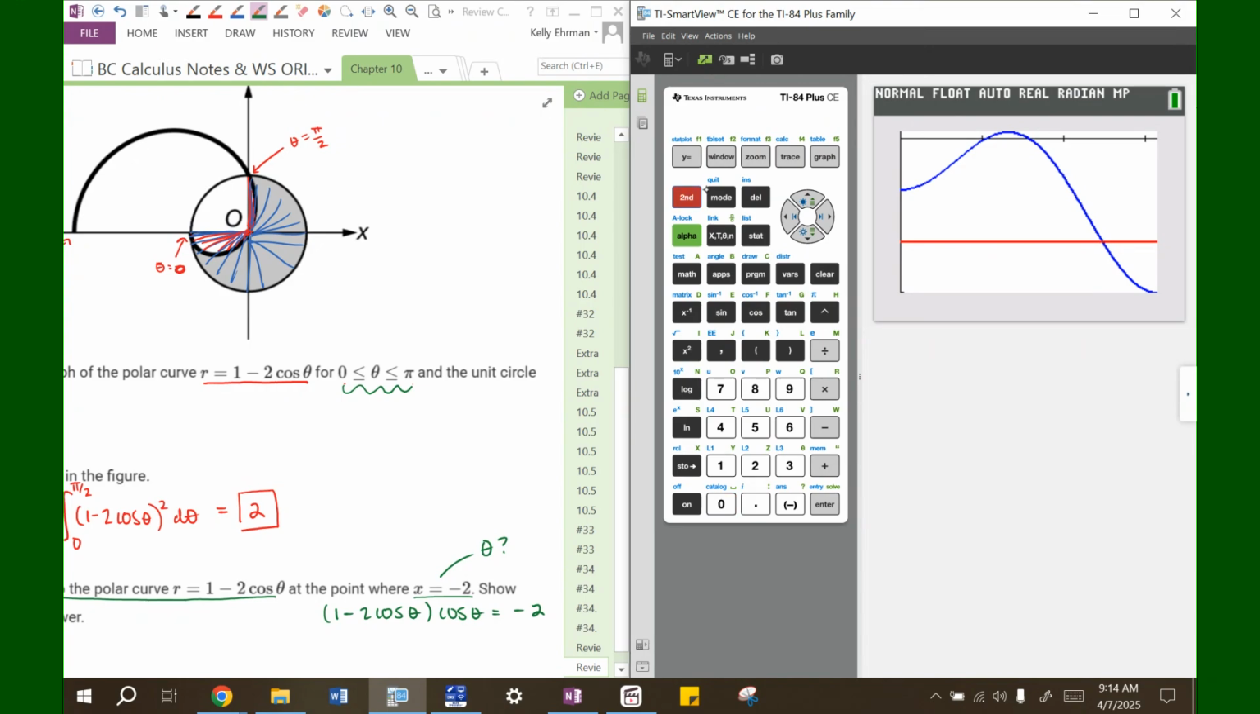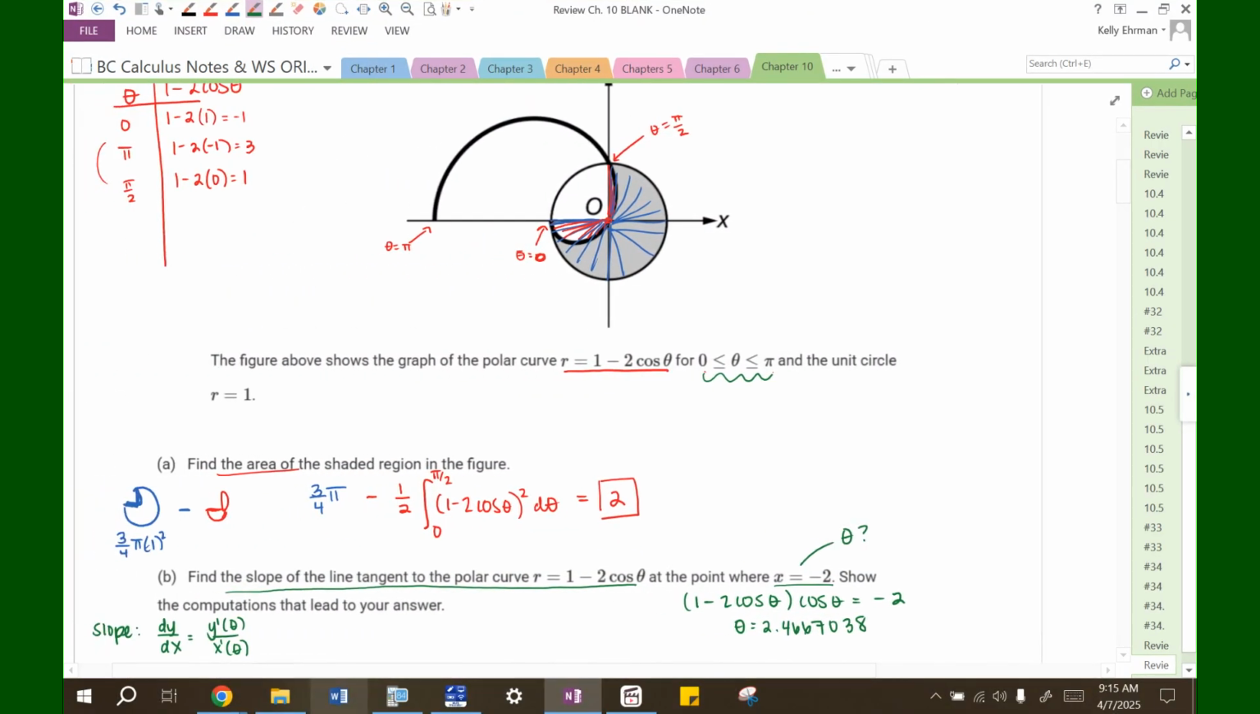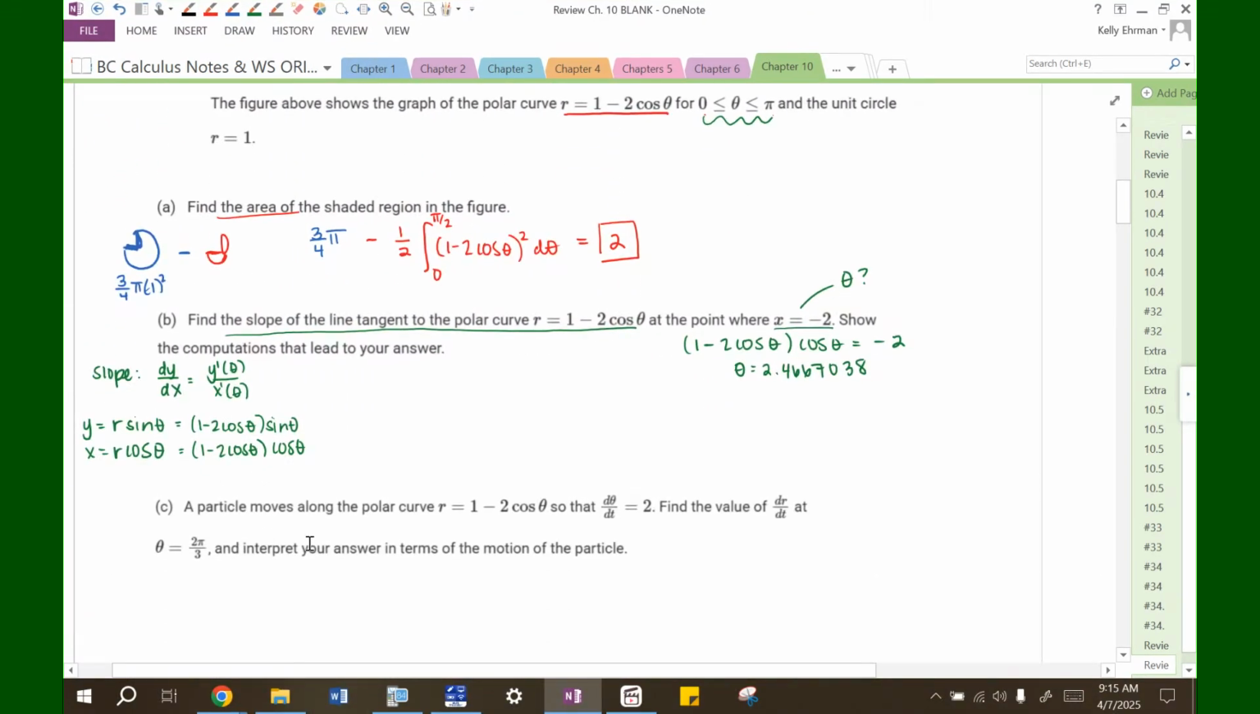So here's our intersection point. I'm going to keep this unrounded. I'm going to write down the whole thing. So theta equals 2.466, because I just never know if I want to use it later, and you don't want to use rounded values. So now I know the theta. And yeah, I'm going to use it in a second.